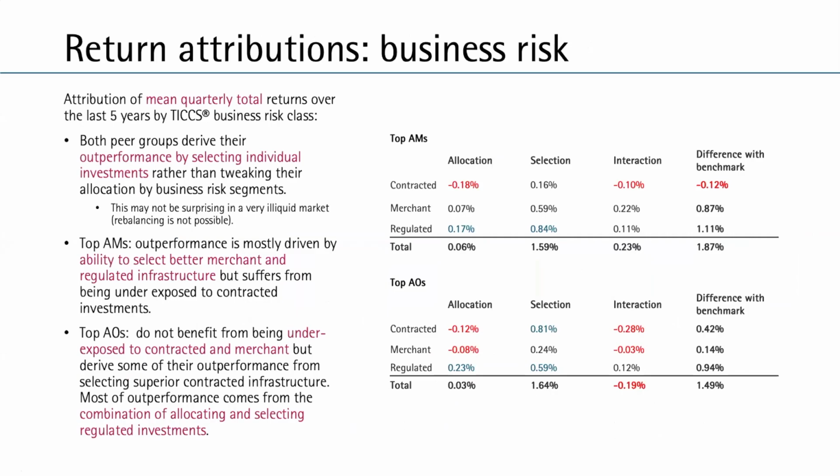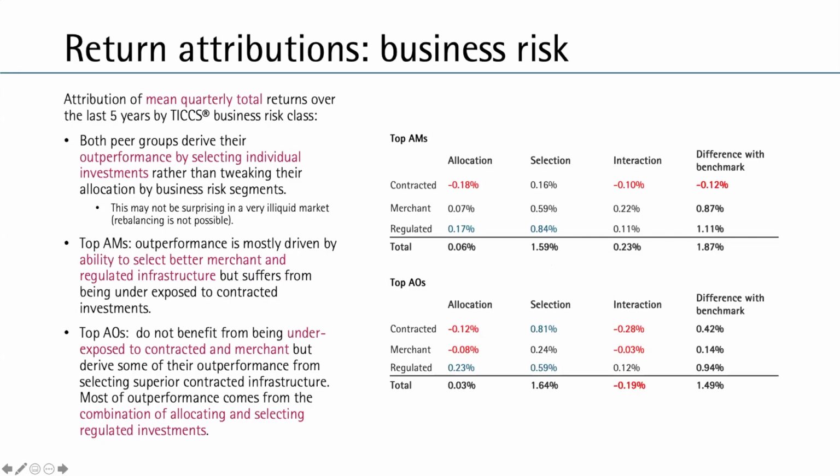which is basically decomposing the overperformance of the two portfolios across business models by the three effects that we saw earlier: allocation, selection, and interaction. The figures represent the outperformance of the mean quarterly returns over a period of 5 years. First thing to note here is that both peer groups derive their outperformance through selection of companies rather than allocation by business models. So if you see this 1.59%, 1.64%, these are quite strong effects, and they both explain the majority of the outperformance for the two portfolios.